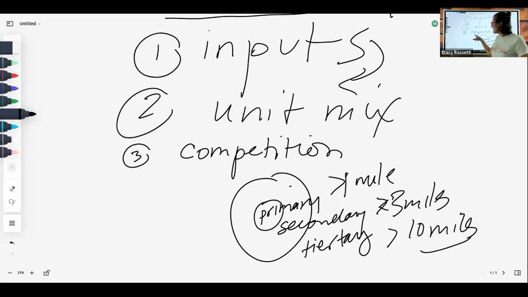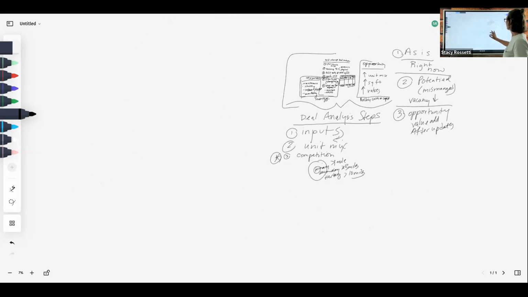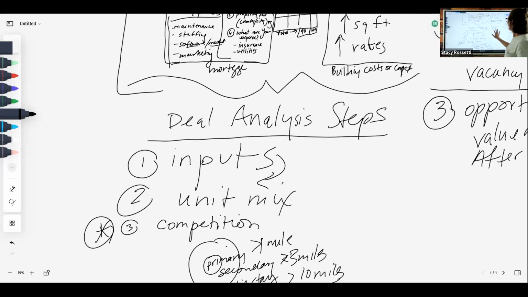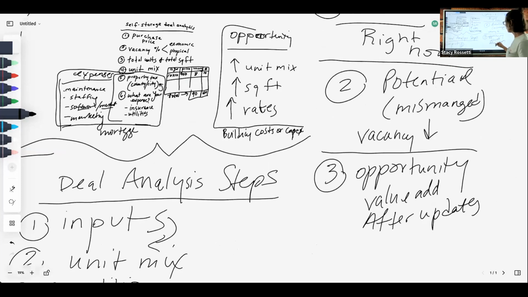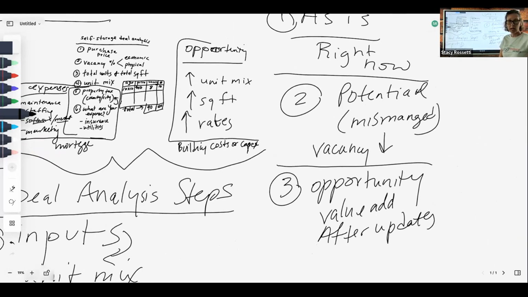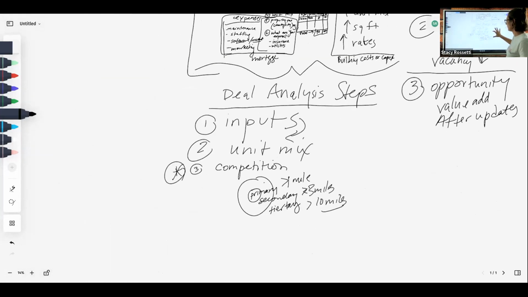This section of the deal analysis is the most important, because this is what's going to determine what your opportunity is going to be. This is what determines whether there is an opportunity inside this deal. So that's why it's super important. That's competitive analysis.